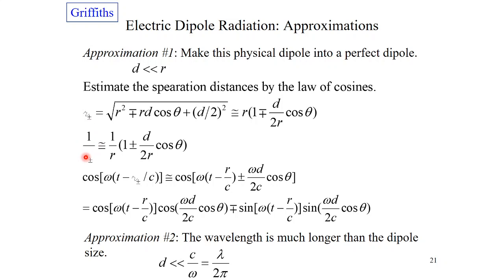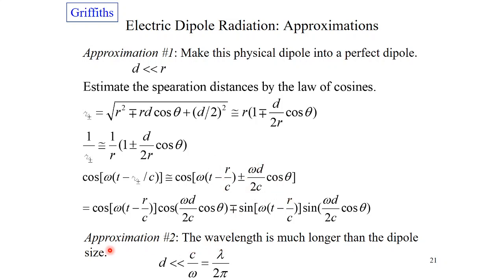So 1 over R plus and minus becomes this one. So the cosine terms can be rewritten into cosine with this one and this one. So we can write it as cosine times another cosine: cosine of this term and cosine of this term, minus and plus sine of this term, sine of this term.